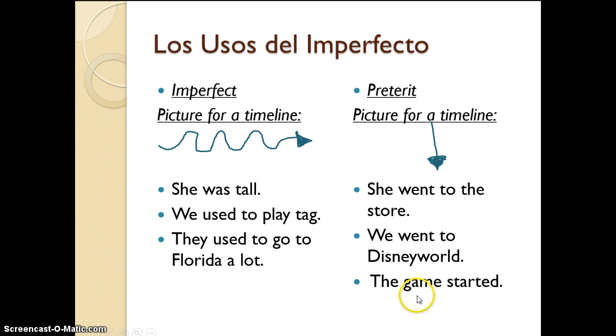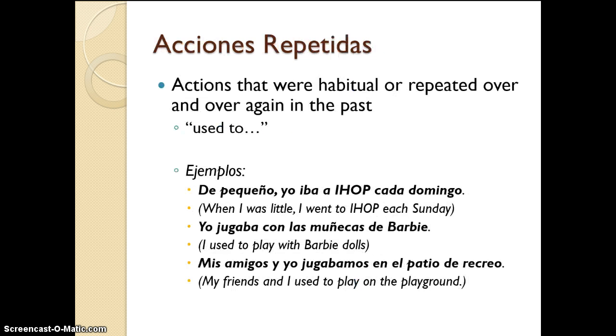Finally, the third example is the game started. There's no way that a game can start over and over and over in the past, so it only happens once, which is why we would use the preterite. We'll get into the preterite a little bit later, but this is a good start for us to compare the imperfect and preterite tenses. Okay, so let's go over more specifically the imperfect tense, when exactly we use it.